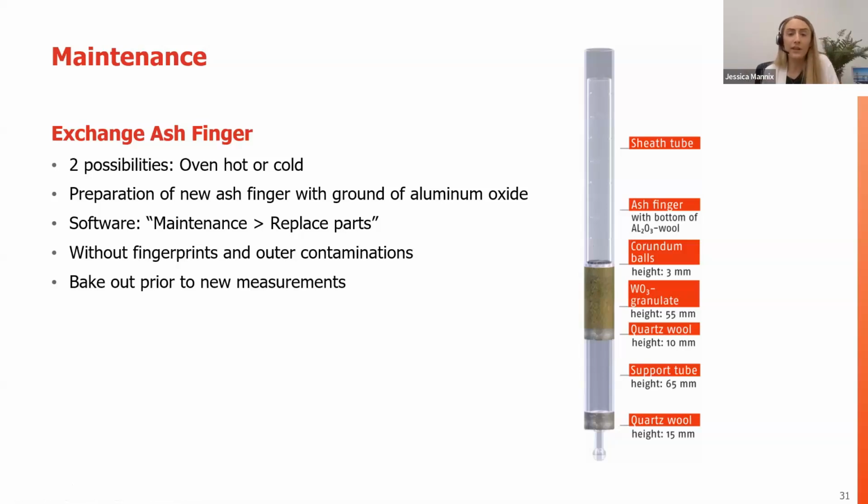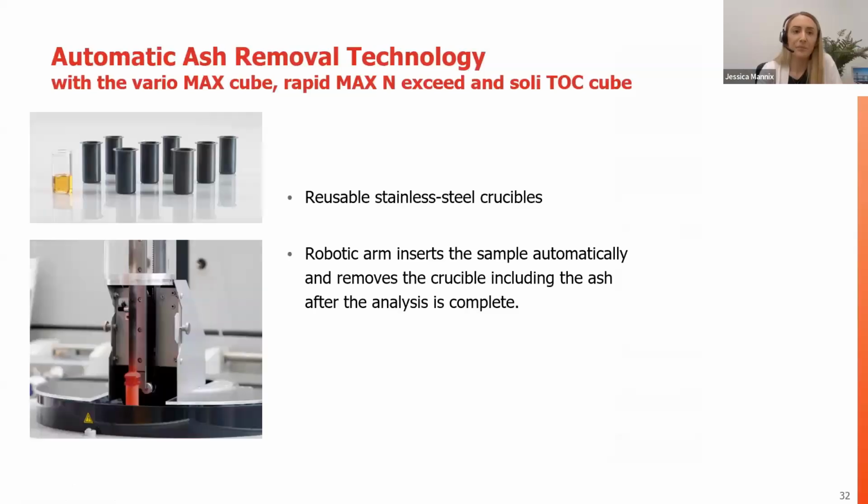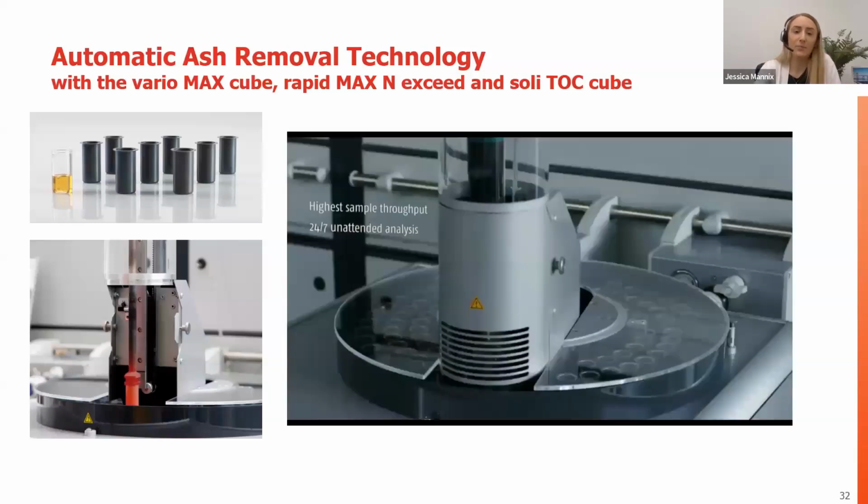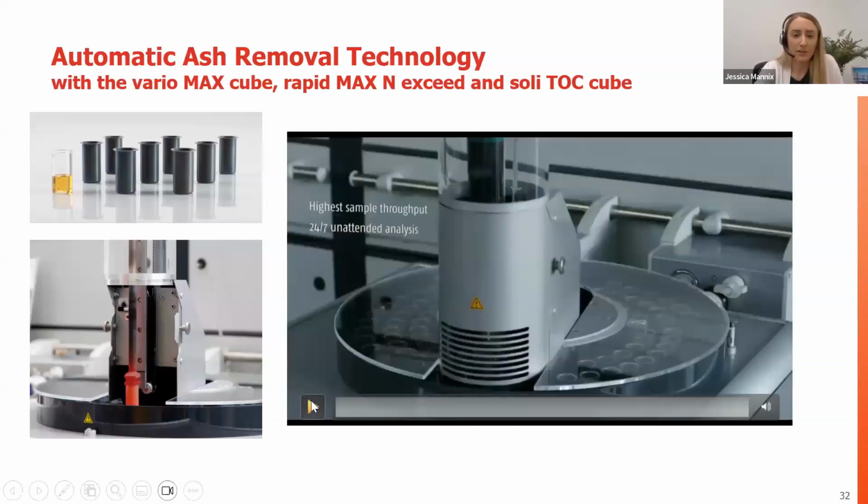Again, if we were to remove this, what we'd want to do is go into the software and select the replace parts function to cut off the gas. You don't actually need to remove the tube itself. You can do it when the furnace is hot or when the furnace is cold. You can leave the furnace inside and use tongs to just remove or exchange the ash finger. As I had mentioned, that is not needed at all when we're looking at the automatic crucible technology. What we're able to do instead is just move this sample over to a waste container.